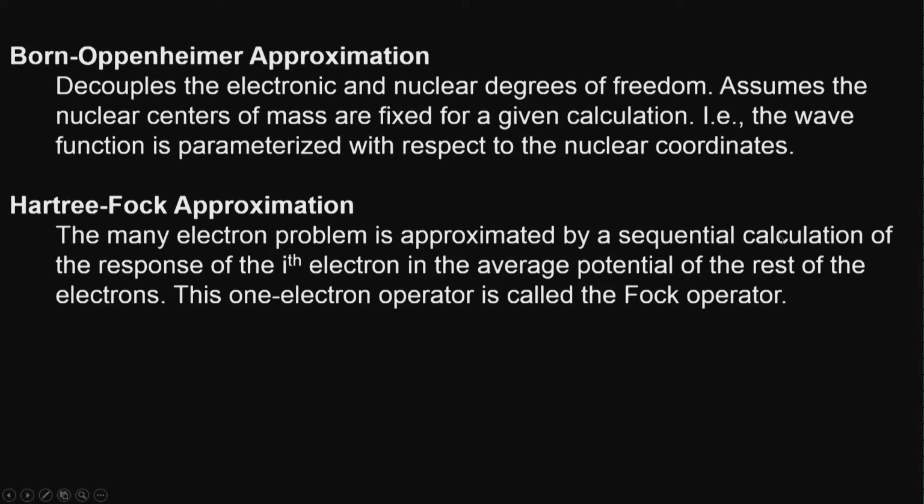Okay. Then came the Hartree-Fock. This is a very important one as well. So, the many electron problem is approximated by a sequential calculation. You take the ith electron and you take the average potential of the rest of the electrons and then see the interaction. So, it becomes a one electron operator. Then you take the next electron, then take the average of the rest of the electrons and then see the interaction. So, you do not look at each electron interacting with all the remaining electrons, which would give you a huge number of calculations, whereas by doing this you reduce the calculations tremendously. But still ab initio methods take more time.